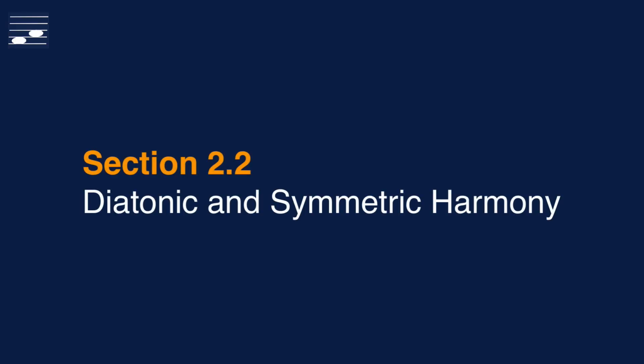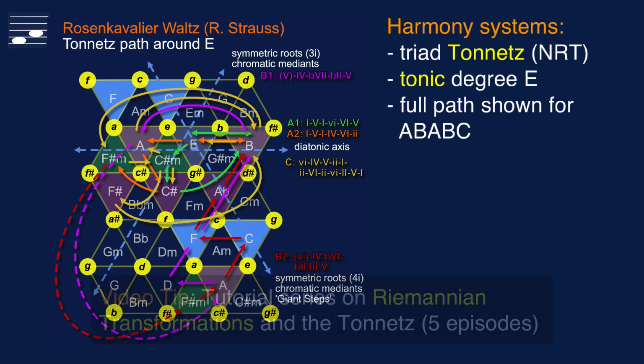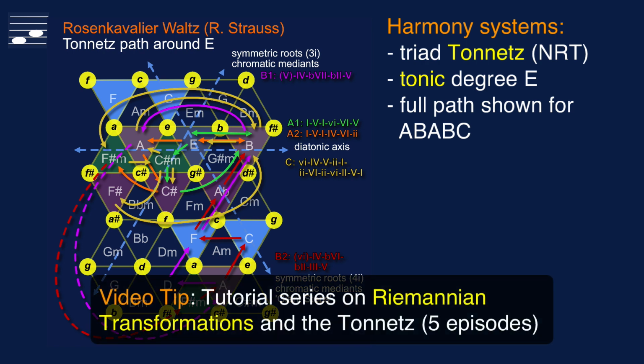We continue our discovery trip by focusing on the use of harmony systems in the Rosenkavalier waltz. We'll use the triad Tonnetz diagram as an analysis tool. This diagram is used in neo-Riemannian theory and illustrates various types of triad transformations by arrows that connect major and minor triads. I did a series of tutorials on this subject not too long ago.